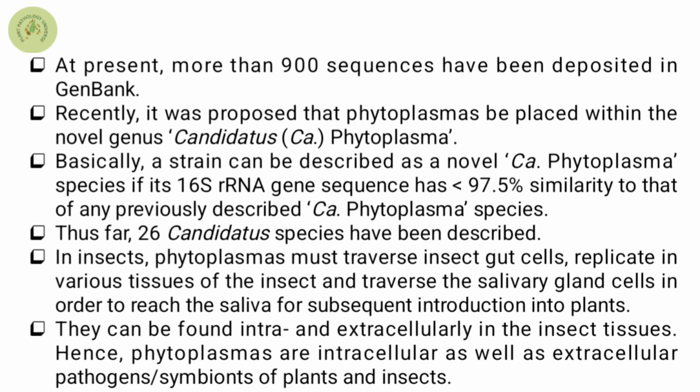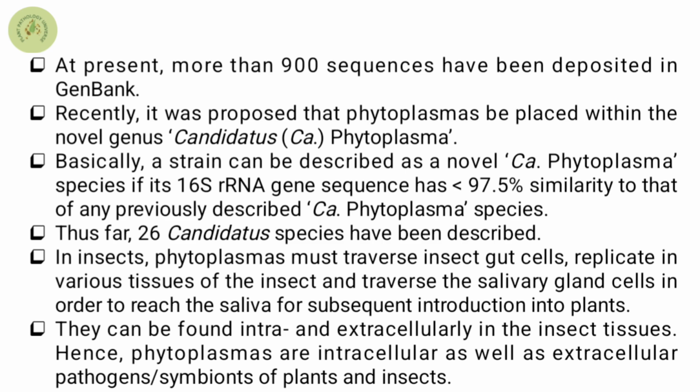And if you have to identify the different species in the candidatus phytoplasma genus, you have to undergo 16S rRNA gene sequencing, and if there is a similarity of less than 97.5%, it refers to a new species. If the similarity is more than 97.5%, it is considered to be the same species, right? So based upon those 900 sequences that we have deposited in NCBI, there are about 26 candidate species that have been described till now.